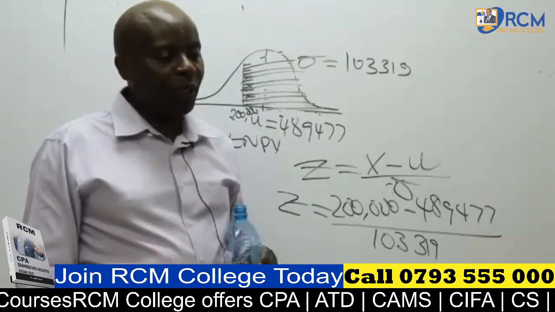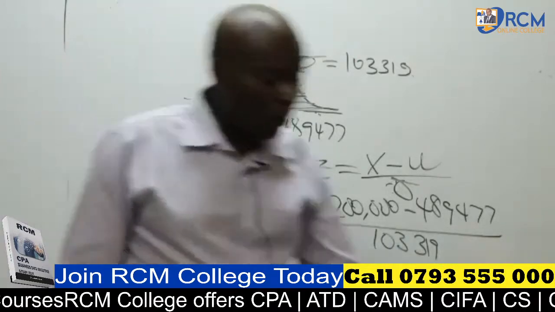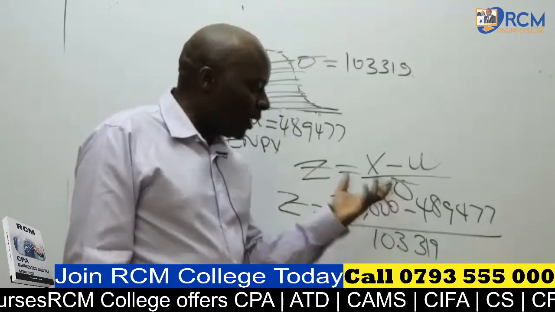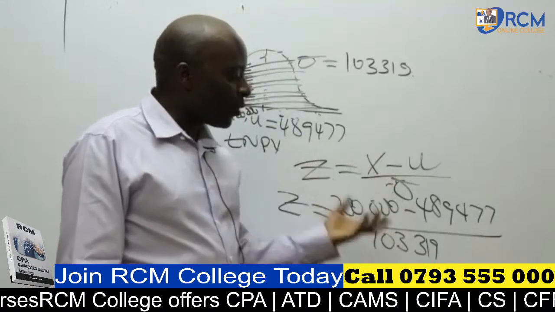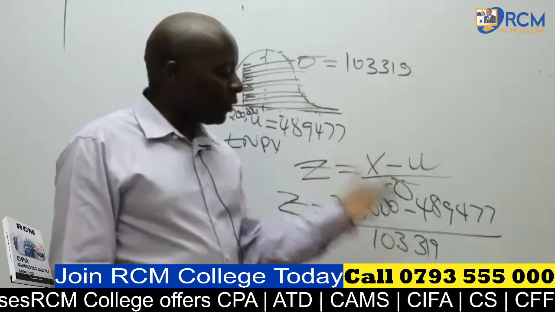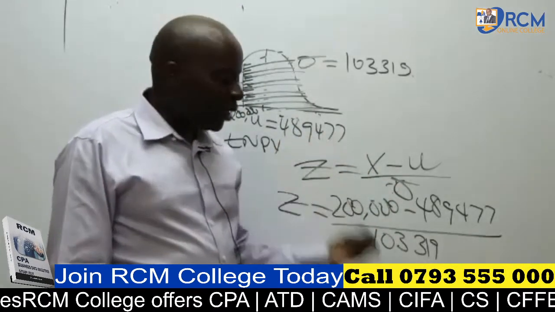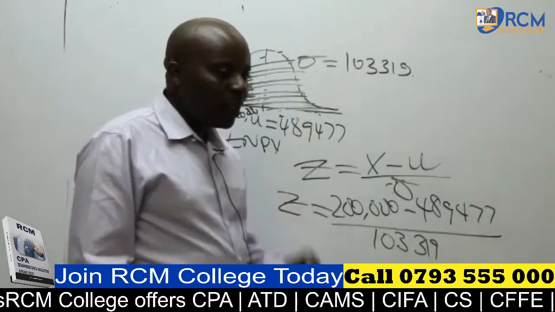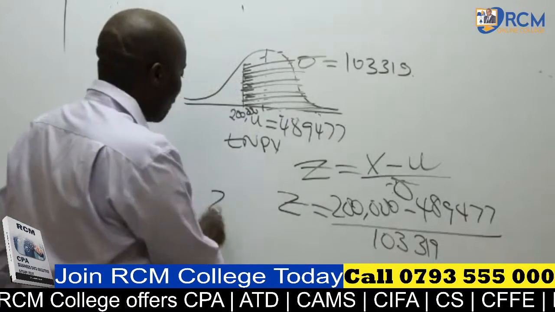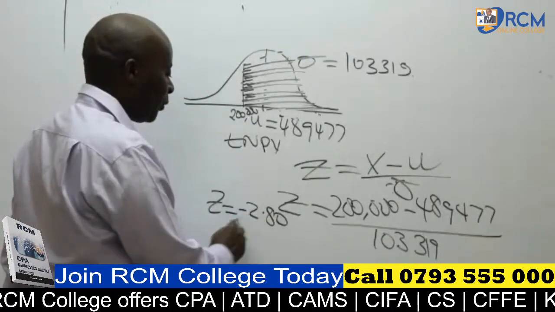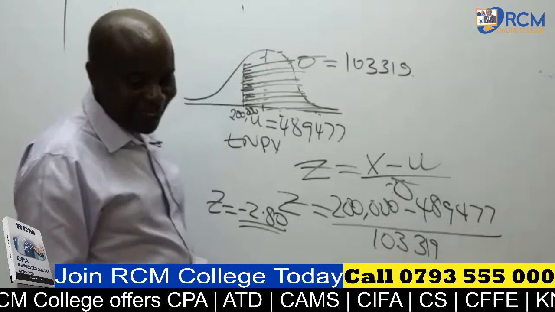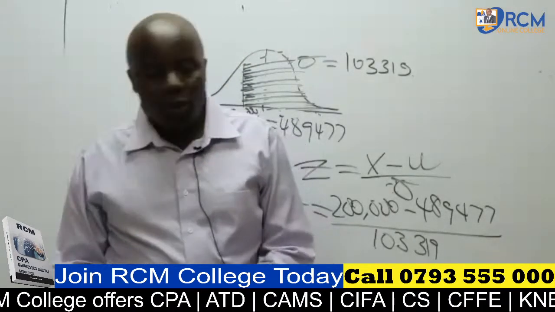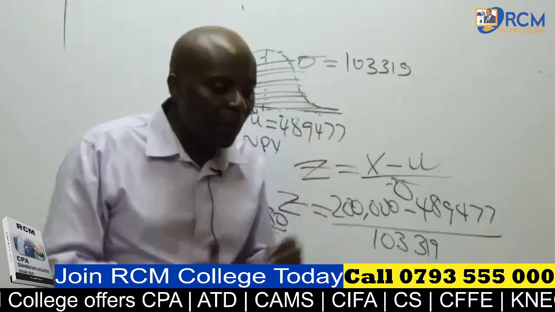Karen says minus 2.80. So please remember, as you calculate this Z, first give the numerator difference alone: 200,000 minus 489,477 equals whatever you get there, then divide by 103,319. All of us should get a Z of negative 2.80. Is that okay? Now, from there, ladies and gentlemen, I expect you to pick your normal table.